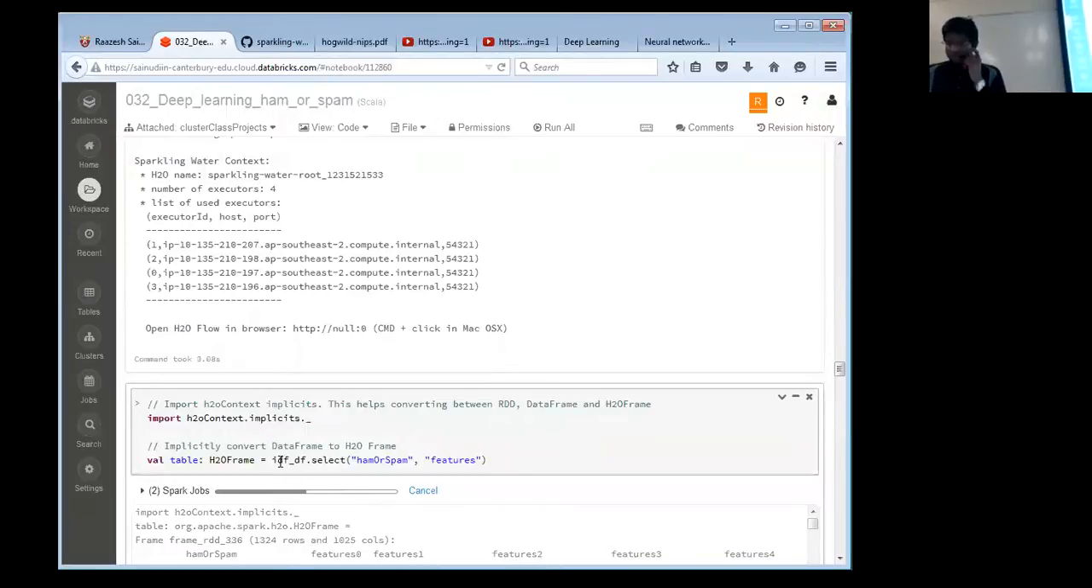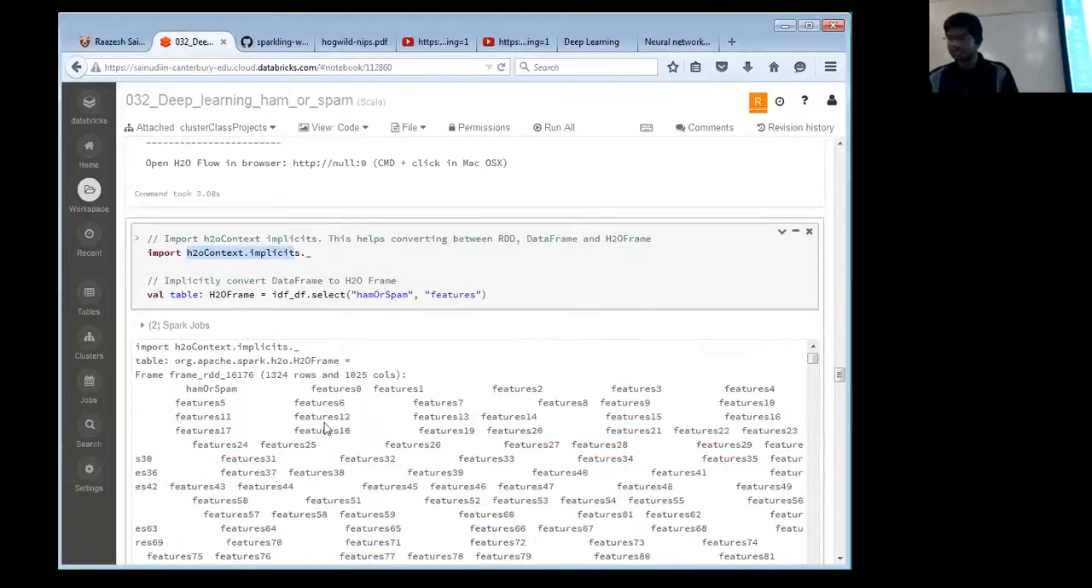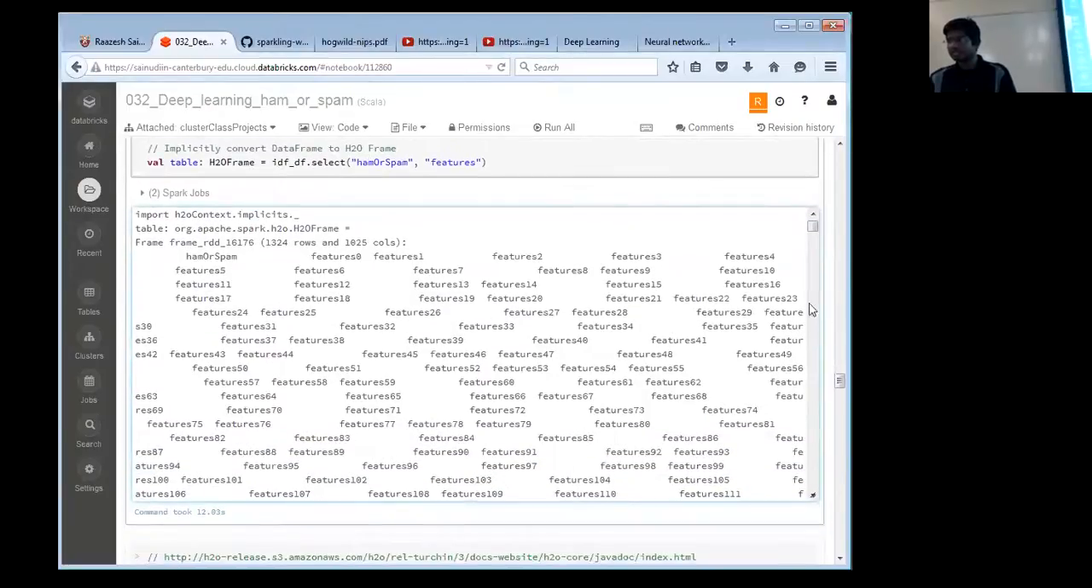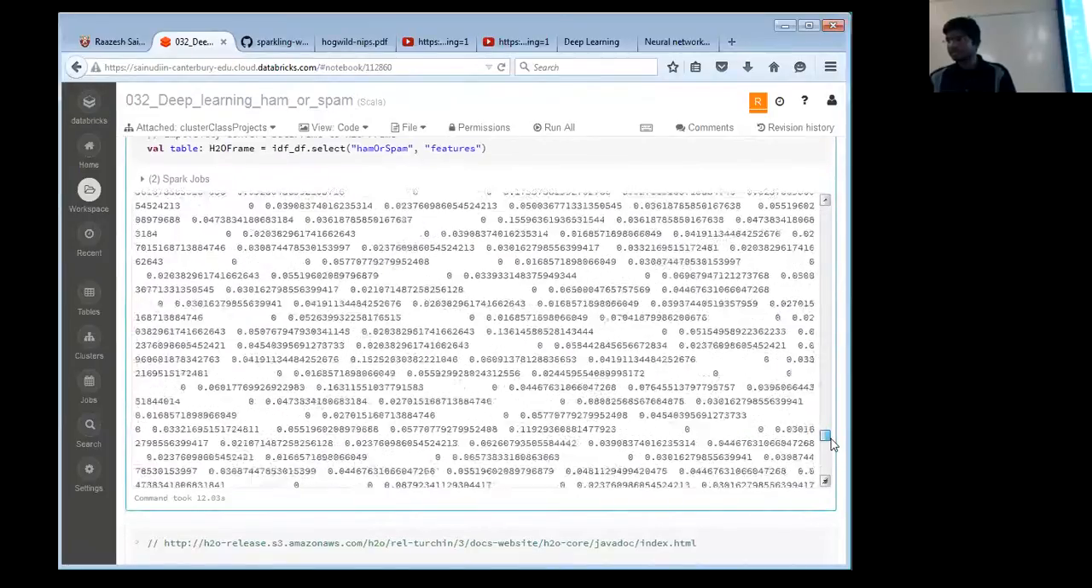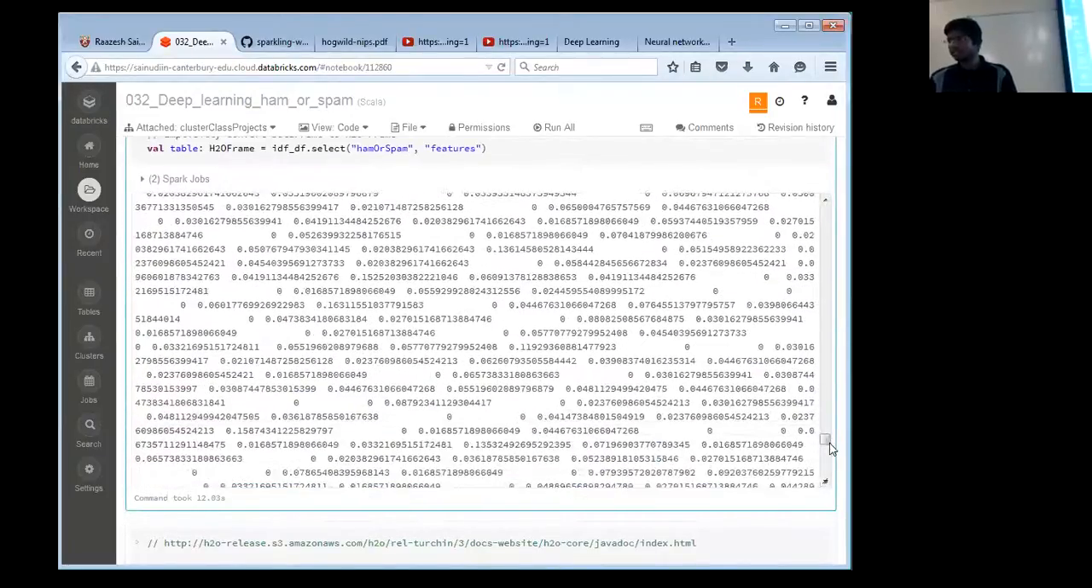So what we are doing is, from the TF-IDF data frame, we are selecting just the label and the features and converting it to an H2O frame. This is done through Scala implicits using the H2O context implicits. So it's converted the features into an H2O frame. You can see the TF-IDF values here.